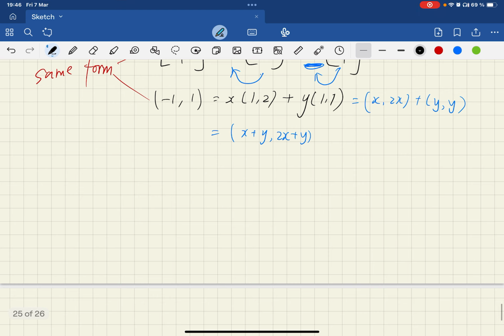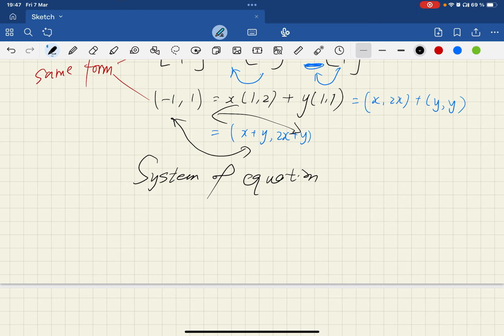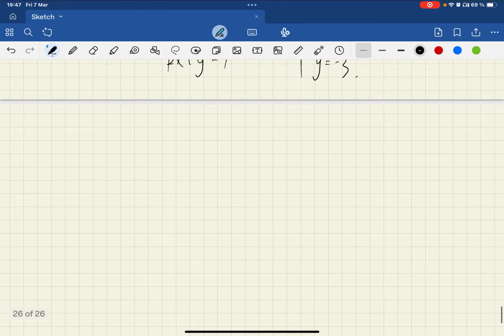Now, for equality, we have this system of equations, where x plus y equals negative 1, 2x plus y equals 1. So, by what we learned, to solve them, this is the result if you're interested.